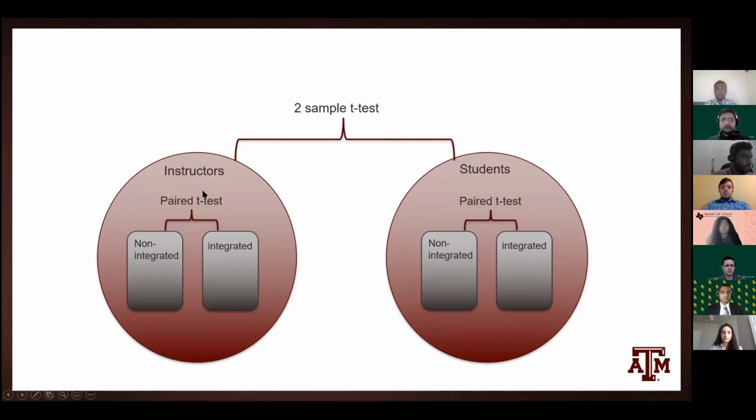And then once we do this, we can use a 2-sample t-test to measure the difference between the 2 groups, the instructors and students. So we can just take the integrated questions from the instructors and the integrated questions from the students, and then compare those 2 means, since it's only one measurement from two groups.